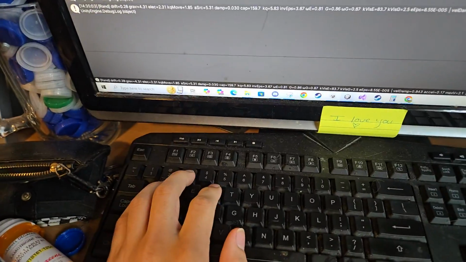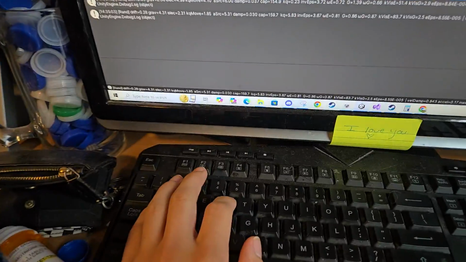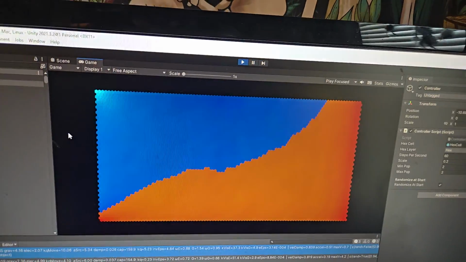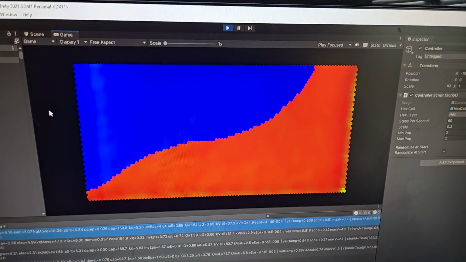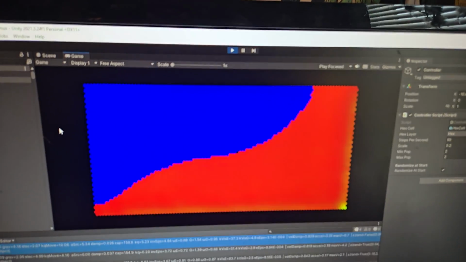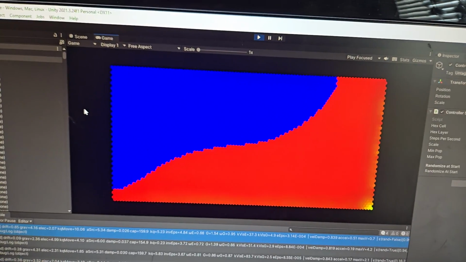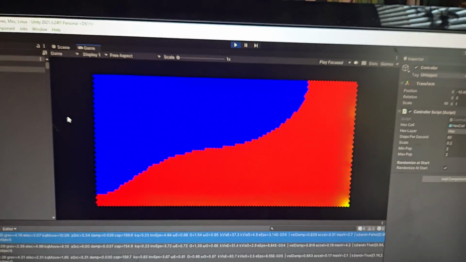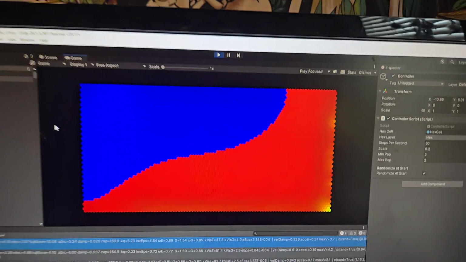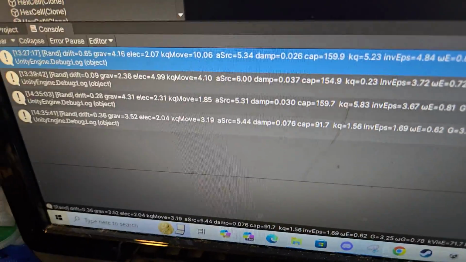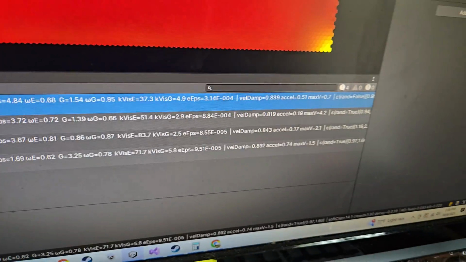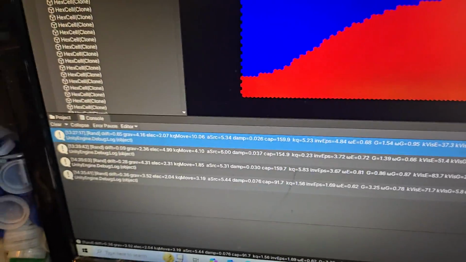When I hit R, it randomizes all the constants, and that includes how the colors are represented. So this one appears to have amplified everything. The constants also include the mutation rate. So you can see here, these are all the constants.